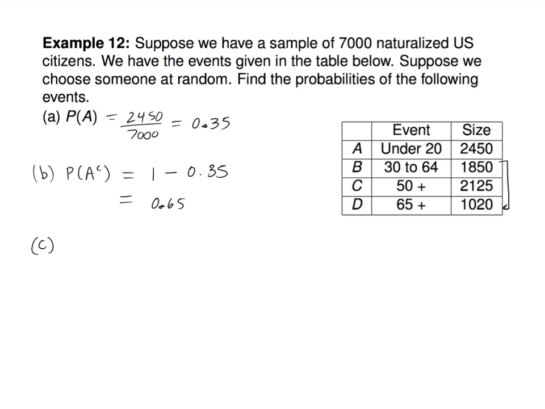Okay, part C asks for the probability of B. That one's not tricky, right? That's just 1850 over 7,000. That ends up being 0.158.